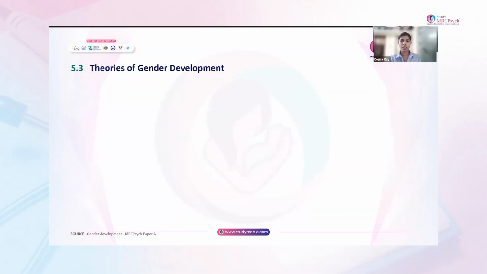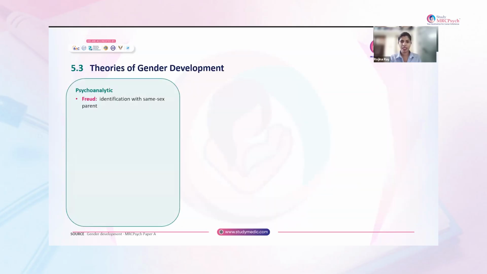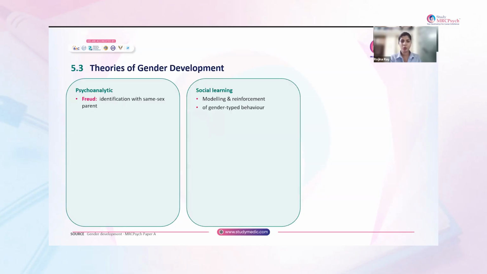Now, let's see a few more theories about gender development. Psychoanalytical theory proposed by Freud says that during the phallic stage, children resolve the Oedipus or Electra complex and identify with the same-sex parent, leading to the development of gender identity. Then social learning theory proposed by Albert Bandura argues that children learn gender-typed behavior by observing role models, imitating them, and receiving reinforcement from the parents, peers, or society.